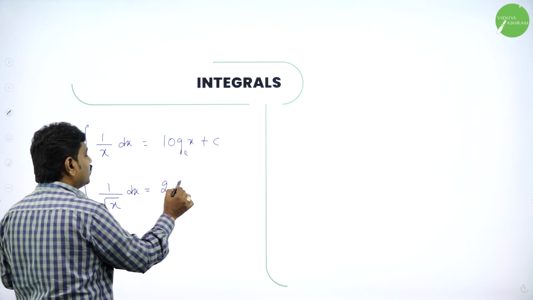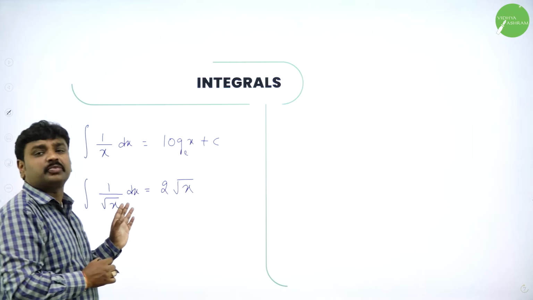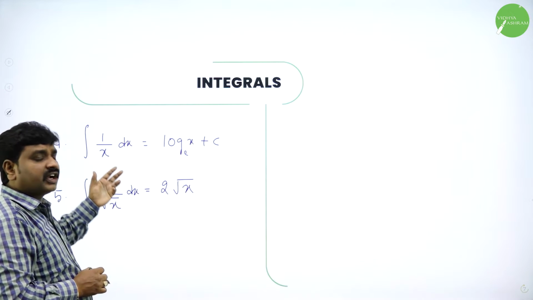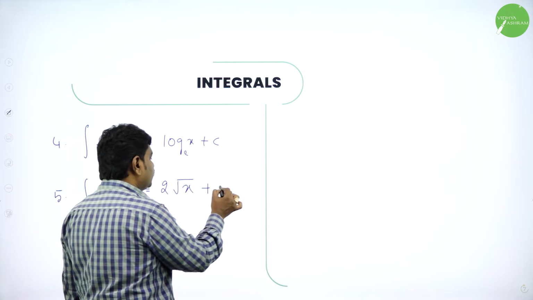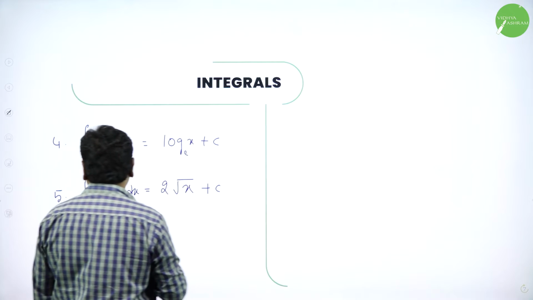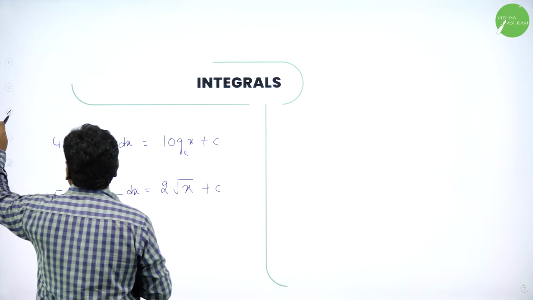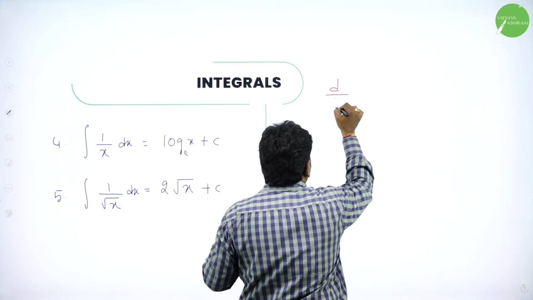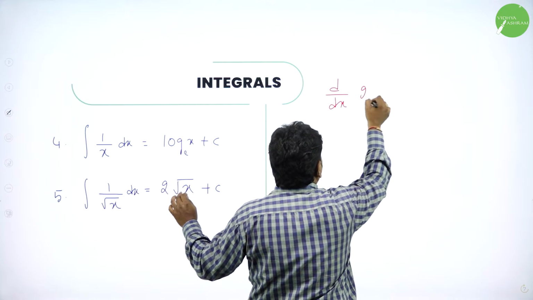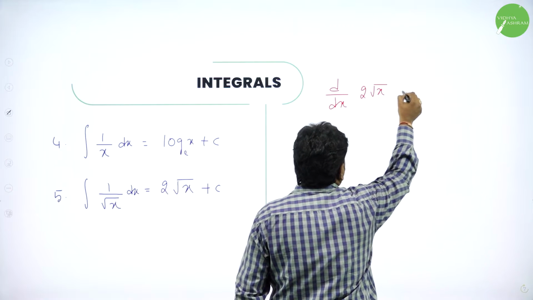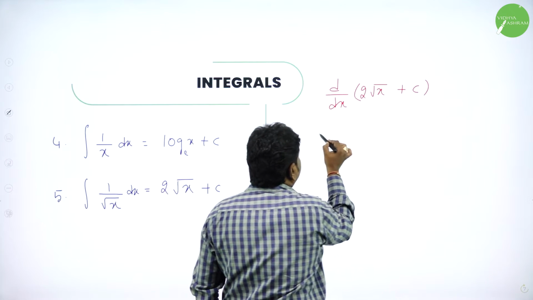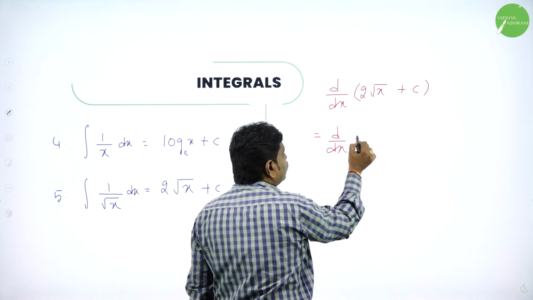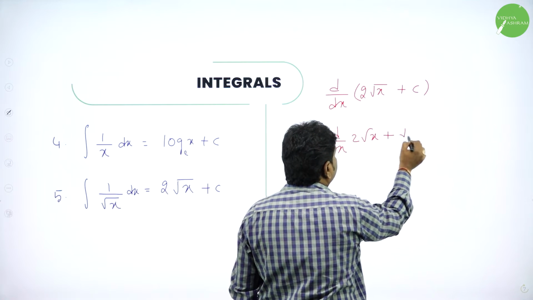Many times you can write it as x power n. You can check this by the differentiation technique. So let me try this with derivatives. I will take the RHS and differentiate d by dx of the RHS. What is the RHS? 2 root x plus c. That is d by dx of 2 root x plus d by dx of c.